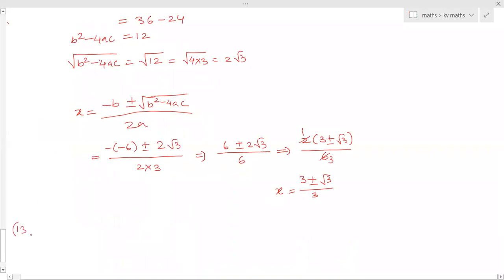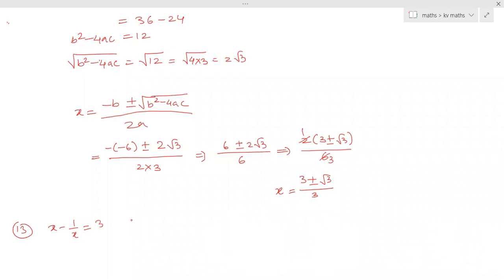Next one also solve, the 13th one. x minus 1 by x is equal to 3. These are NCERT questions. Earlier also NCERT questions, this is also an NCERT question.